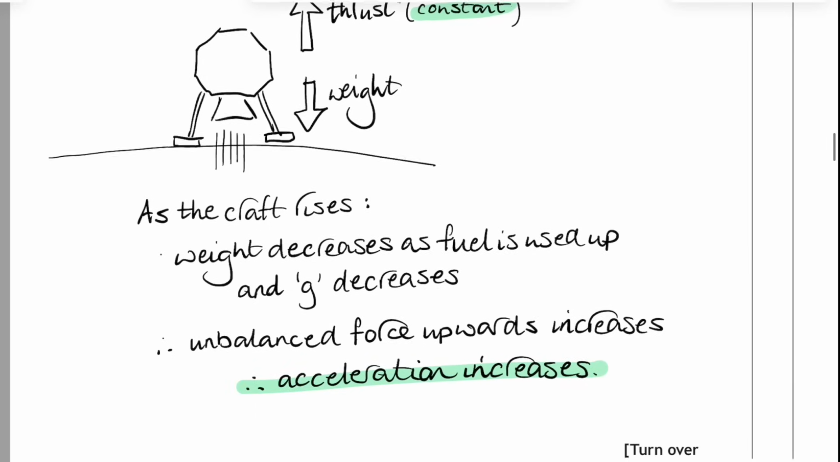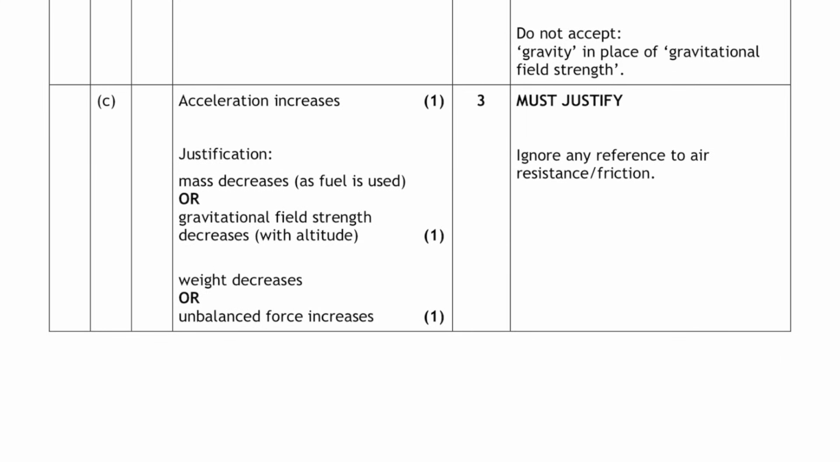So let's have another look at the marking instructions, see what those 3 marks were for. So first mark for saying that the acceleration increases. Second mark was for saying that that was because the mass goes down as the fuel is used up. And the final mark is for saying that the weight decreases or the unbalanced force increases.